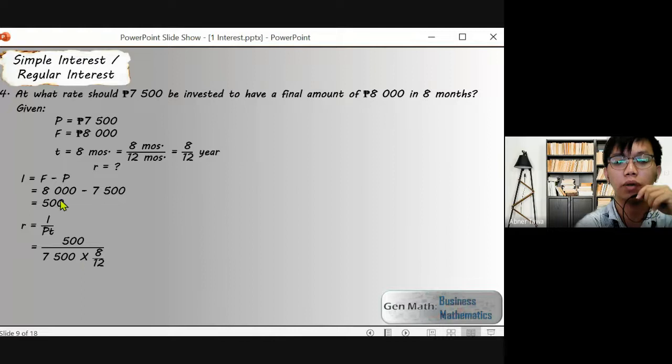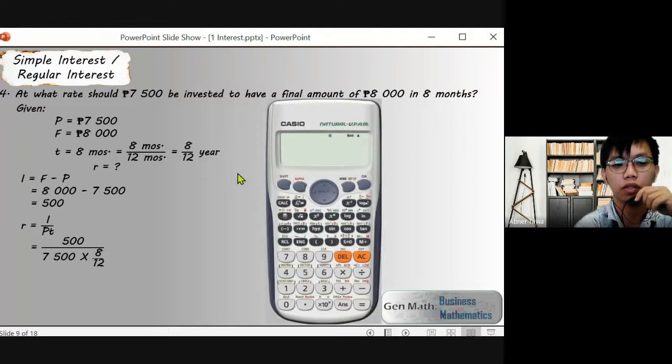The formulas we are using here were already given in the previous slide. So these are the derived formulas. And to finally solve for the rate of interest, you just use a calculating device to be faster. That is 500 over 7,500 times 8 over 12.